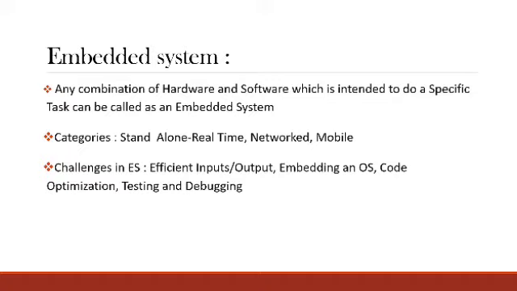An embedded system is a microprocessor based computer hardware system with software that is designed to perform a dedicated function, either as an independent system or as a part of a larger system. Any combination of hardware and software which is intended to do a specific task can be called an embedded system. There are some categories of embedded systems: standalone, real-time, networked and mobile.